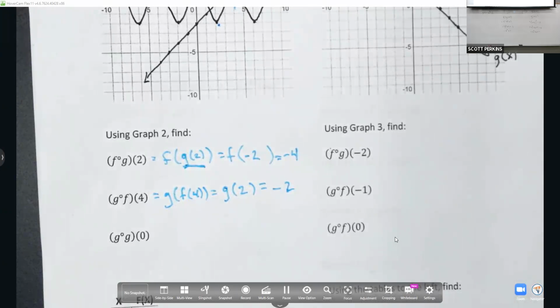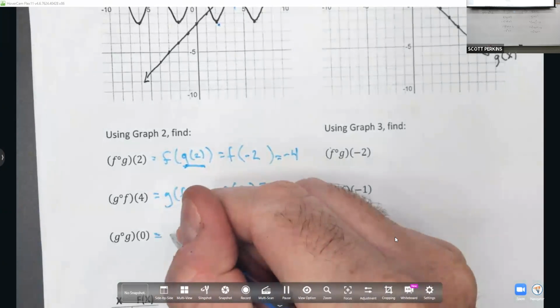Evaluate the function on the inside and then put that new value into the function on the outside. Give it a try. It's your best effort. g composed with g of 0.